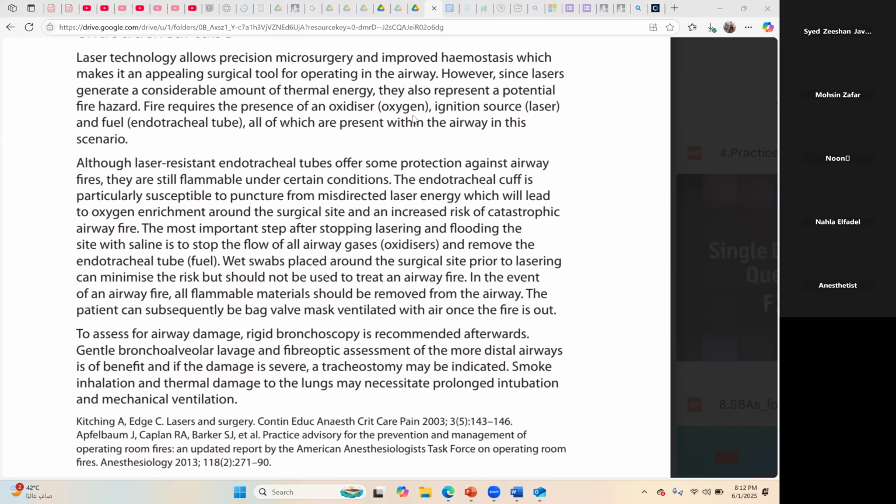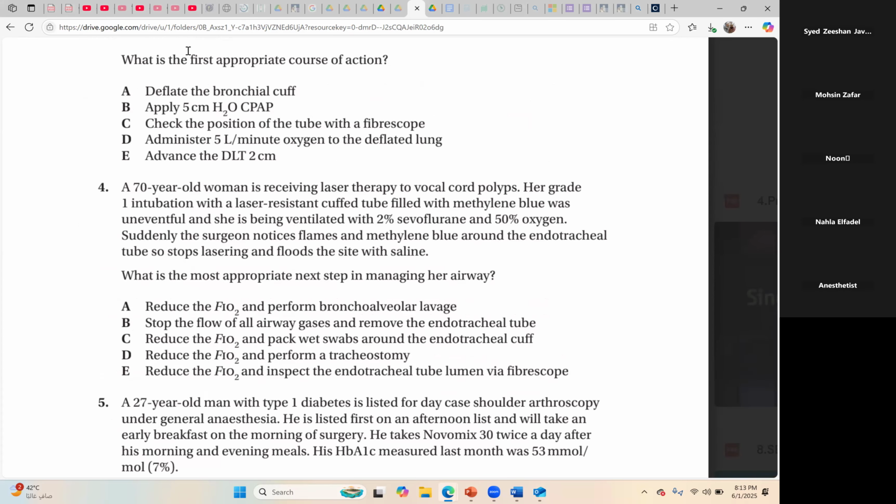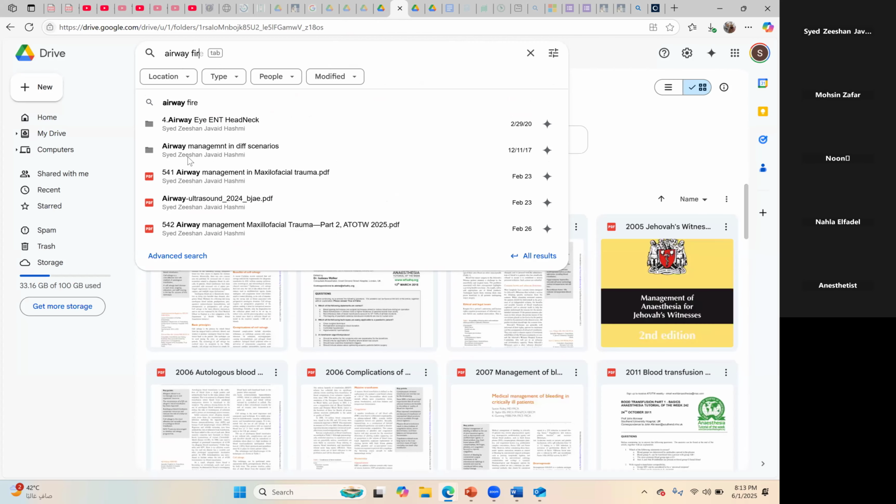Sir, there is just one question. In this airway fire scenario, there is a concept of flooding the area of fire with normal saline. Should that step be carried out before removal of the endotracheal tube, or after removal of the endotracheal tube? Kindly clear this point.